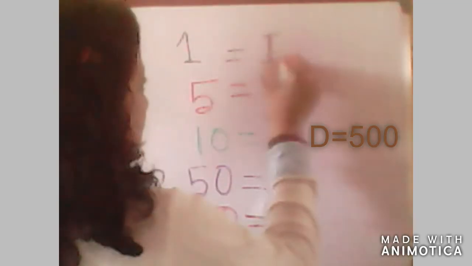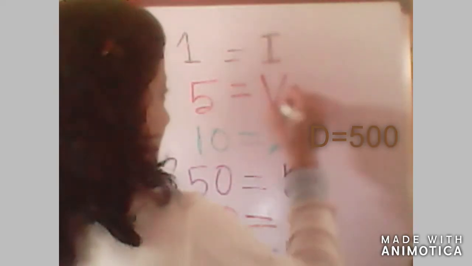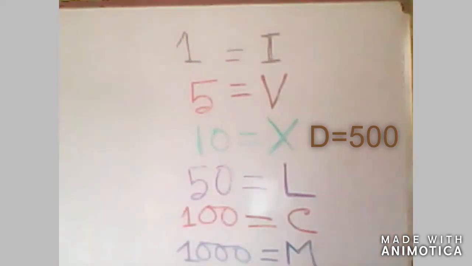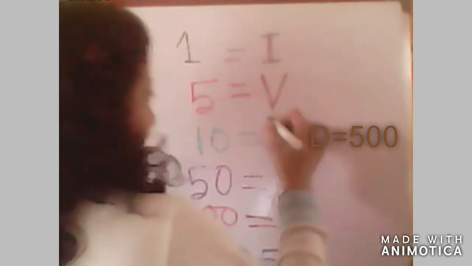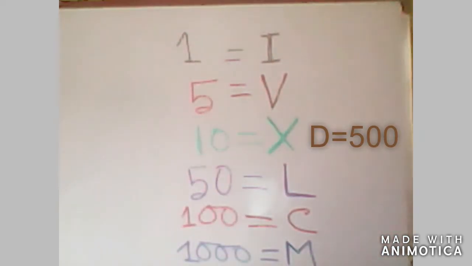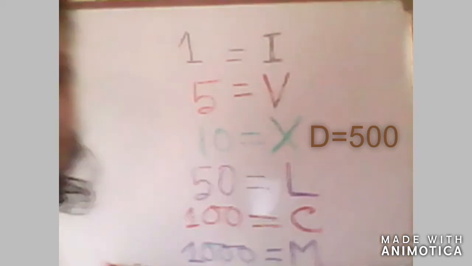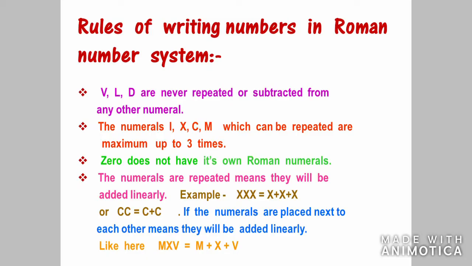So these are the 7 characters. I means 1. V means 5. X means 10. L means 50. C means 100. And M means 1000. Before that, we will discuss the rules for writing Roman numbers. Rules of writing numbers in the Roman number system.